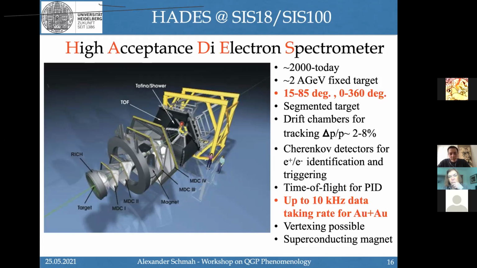The rest of the detectors are actually very similar to the DLS: a Cherenkov detector, in that case a ring imaging Cherenkov detector, and time of flight detectors to measure the speed of the particles, and with that actually the mass. And this is also used for particle identification.